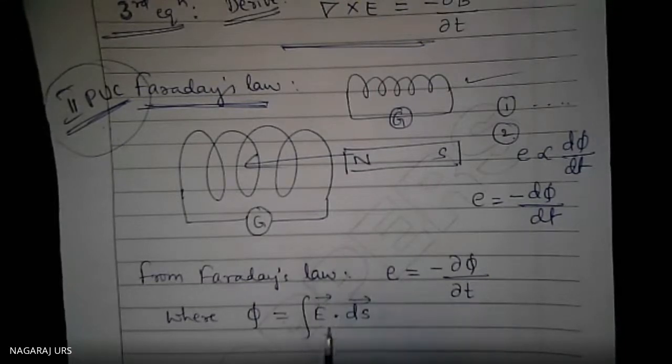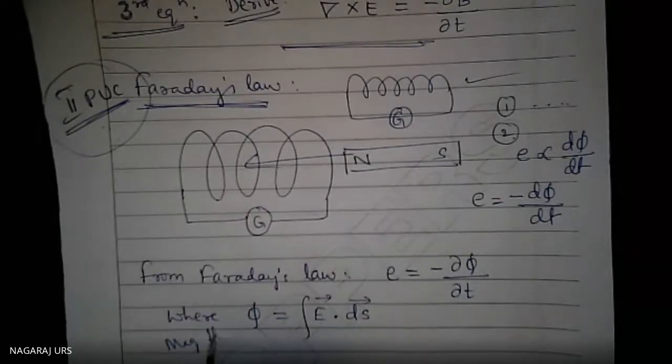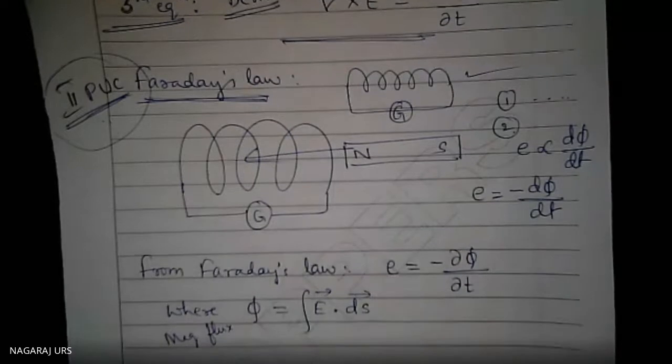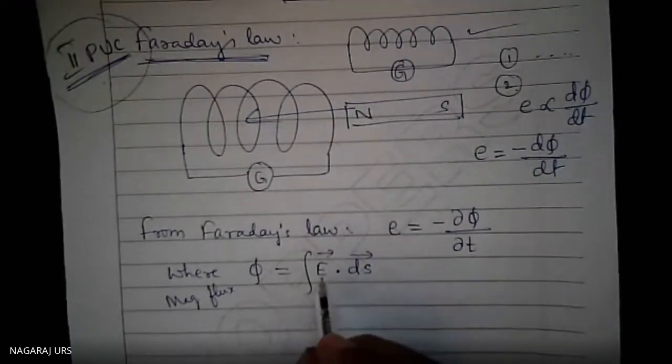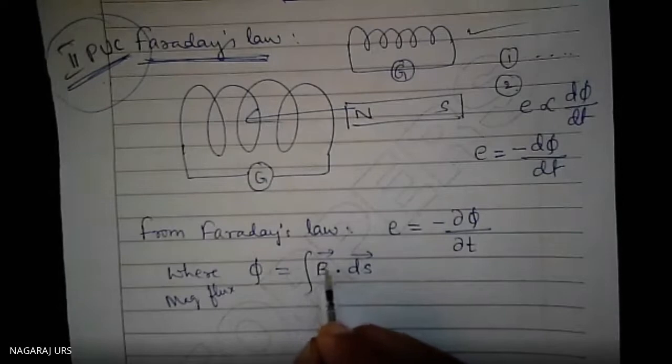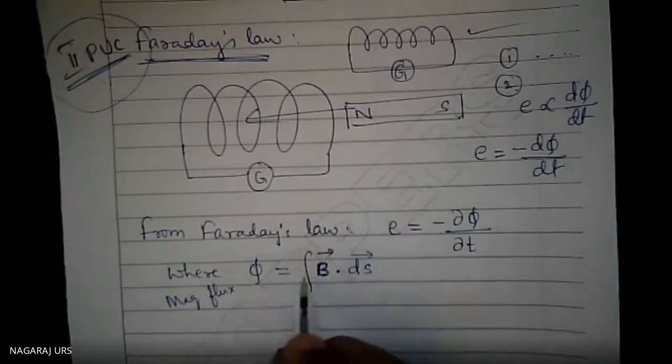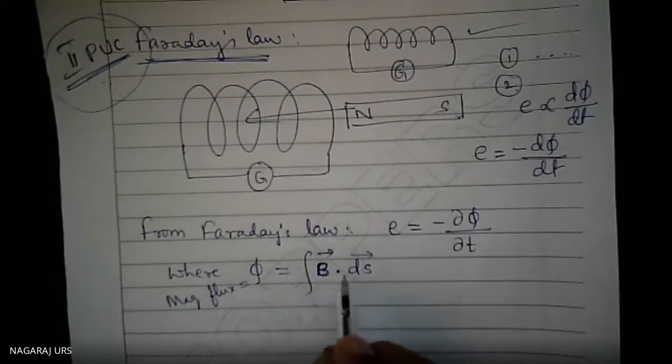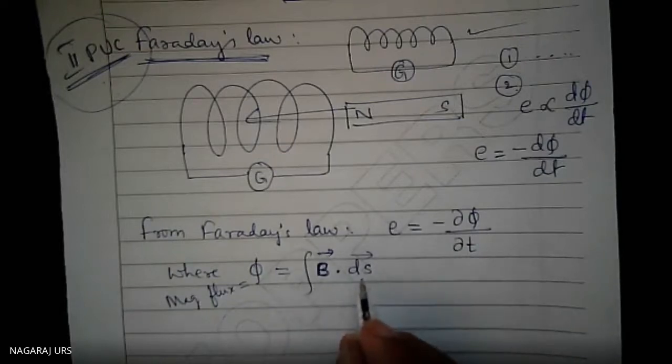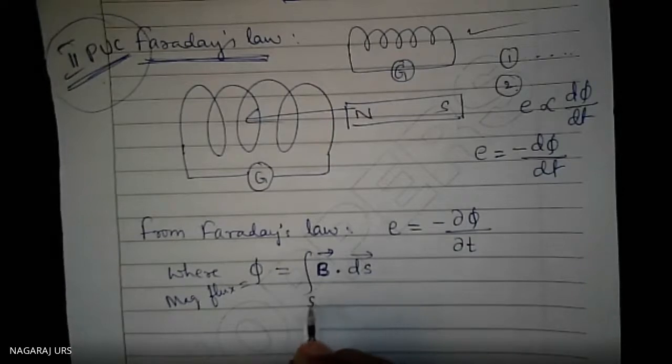E dot ds. This is electric flux. But if I want to write the magnetic flux here, instead of E, I can write B here: B dot ds. Electric flux is E dot ds. Magnetic flux is equal to the integral of B dot ds, taken as a surface integral. I will write S here. Surface integral S, B dot ds.